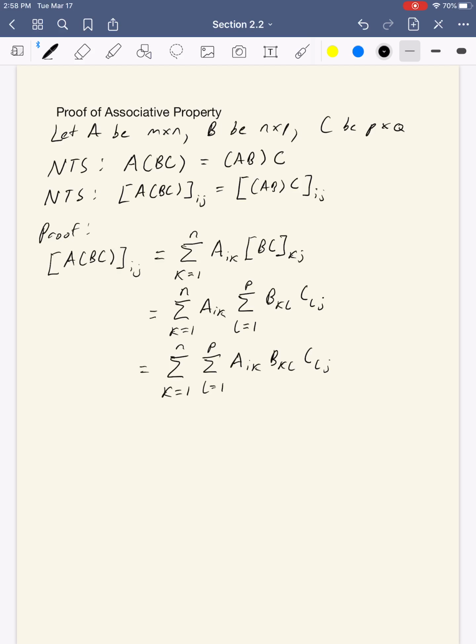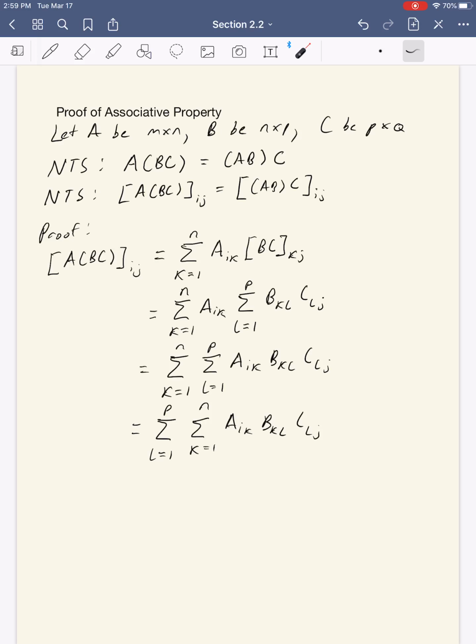Now, we may not be super comfortable with summation notation, but again, do remember that summations are just adding numbers up. So it shouldn't matter the order in which we do those additions. So let's switch the order of the summations. Let's think about this as the sum from l equals 1 to p, the sum from k equals 1 to n, and then a_ik, b_kl, c_lj.